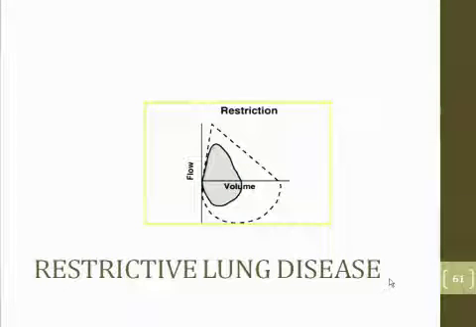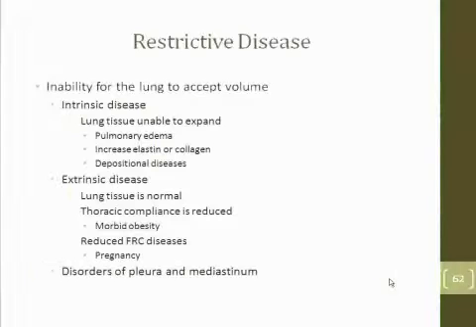The next is restrictive diseases. So now we went from obstructive to restrictive. In restrictive disease, you have an inability to accept volume. What I think of with restrictive diseases is a boa constrictor around the person's chest. Just like a boa, the way it kills you is it waits for you to breathe out, and as soon as you breathe out, it squeezes a little bit tighter. So you're actively helping the boa kill you if you breathe in and out faster.